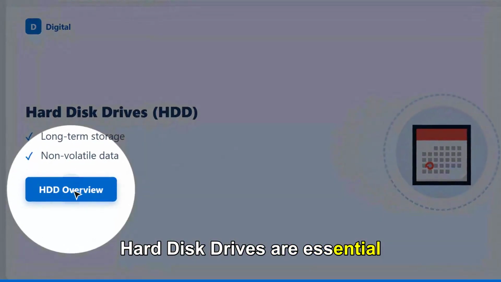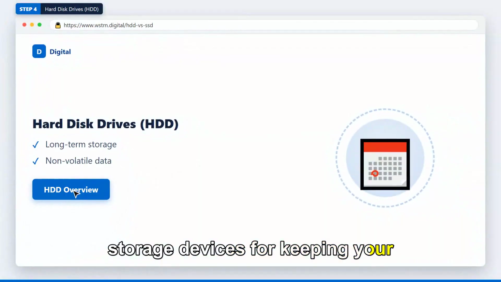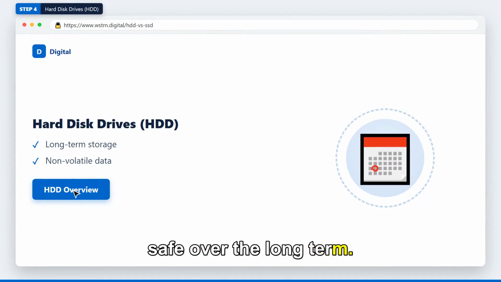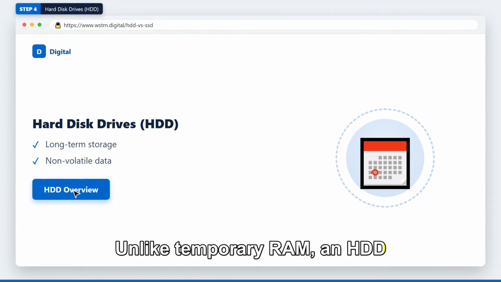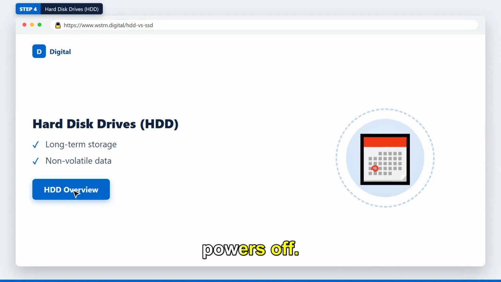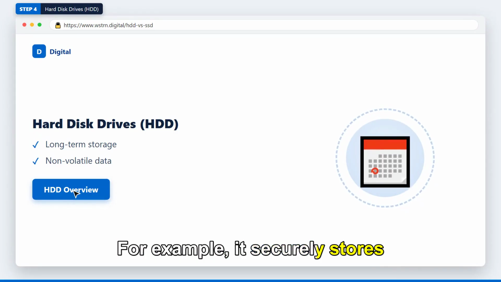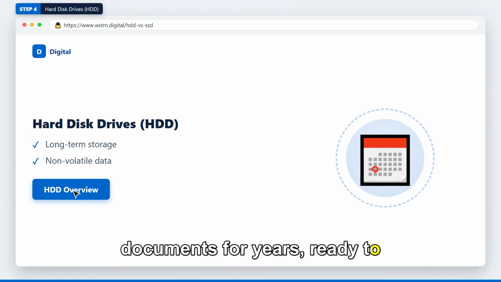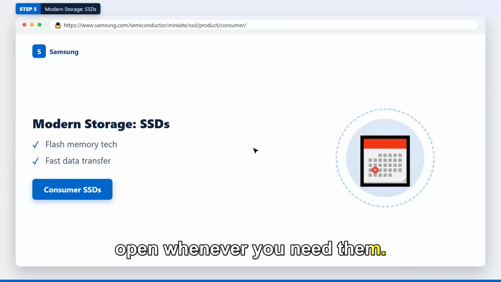Hard disk drives are essential storage devices for keeping your files, programs, and operating systems safe over the long term. Unlike temporary RAM, an HDD retains all your saved data even when the computer completely powers off. For example, it securely stores your family photos, games, and documents for years, ready to open whenever you need them.